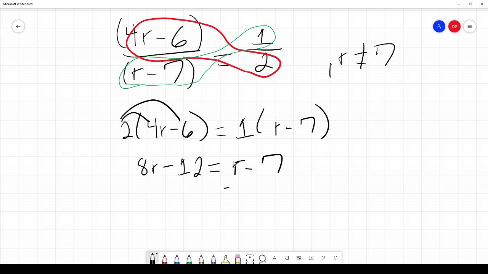So I'm going to do that by getting rid of this. Remember, this is like 1r. So if I want to turn it into 0 r's, I can subtract 1r away. If I subtract 1r from this side, I have to also subtract 1r from this side to keep my equation balanced. So those are going to cancel. And I'm going to have 7r minus 12 is equal to, those cancel, so all that's left here is negative 7.